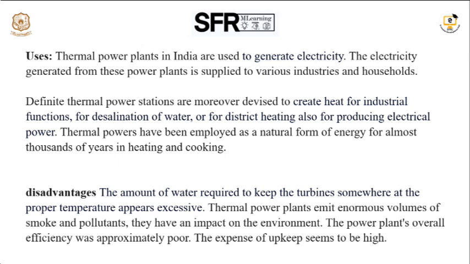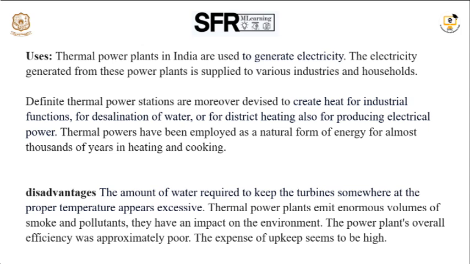Thermal power stations are also devised to create heat for industrial functions, for desalination of water, that is for purification, for district heating, and also for producing electrical power. Thermal power has been employed as a natural form of energy for almost thousands of years, mainly for heating and cooking, and then for desalination of water and for all industrial purposes the thermal power plant usage is more. Then what are the disadvantages?